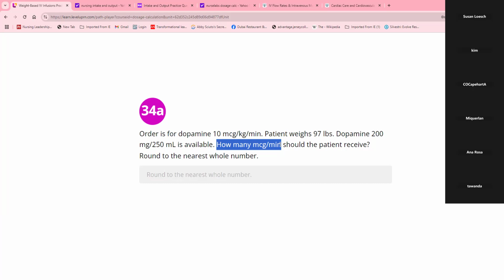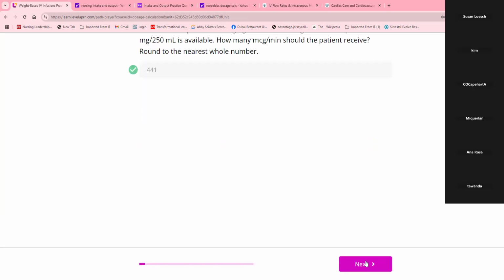Okay, so it's 440.90 micrograms per minute. That's what you just calculated. And it's asking you to round it to the whole number. So what would the answer be? 441. Okay, now let's go to the next one.